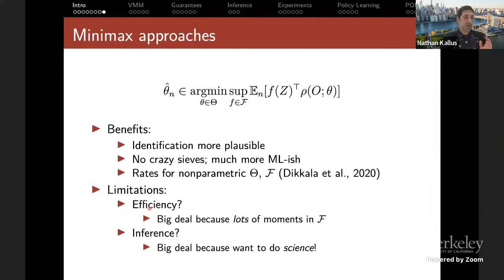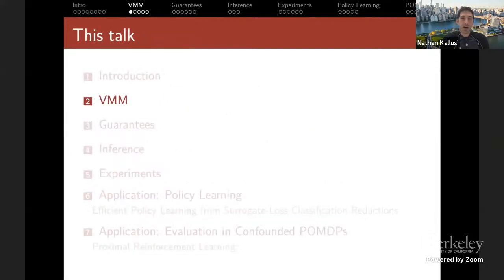So what I'm going to try and do in today's talk is try to tackle how do we get these two, efficiency and inference, within the context of minimax approaches to the conditional moment problem. So that's going to be what I'm going to set out to do. And that's going to lead me directly to the method, the variational method of moments that I'm going to propose, which is going to try and tackle those things. So my plan is going to be to present this methodology, then show you the guarantees for this methodology.